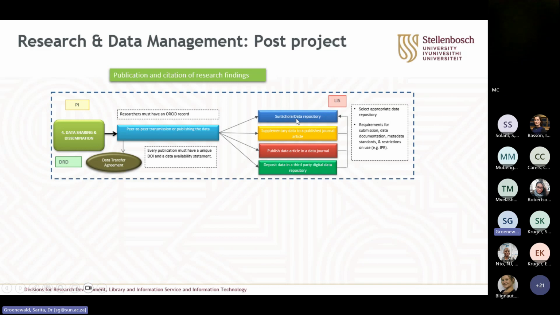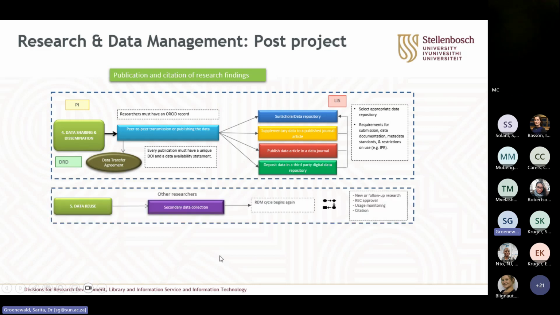All of these can be linked back to the Sun Scholar Data Repository of the university, and the Library Information Service will manage the Sun Scholar Data Repository and will assist researchers to publish this data according to the requirements that they chose. Then the data reuse will or may include secondary data collection, and then the cycle will begin again.